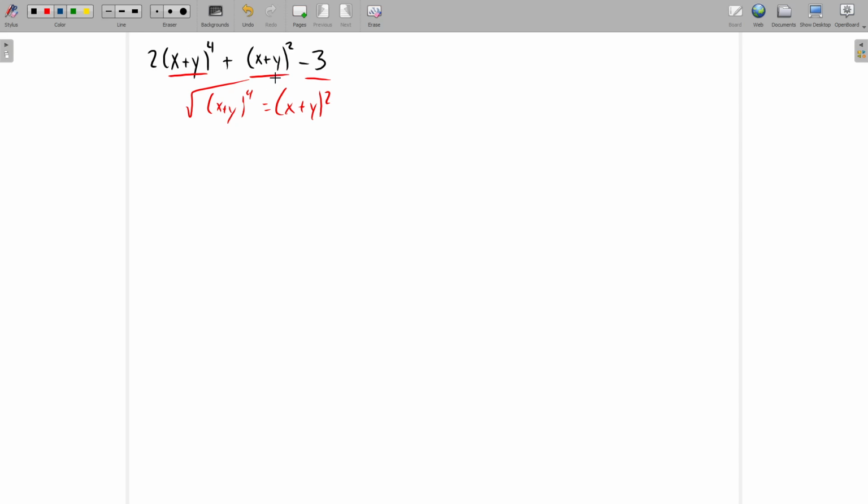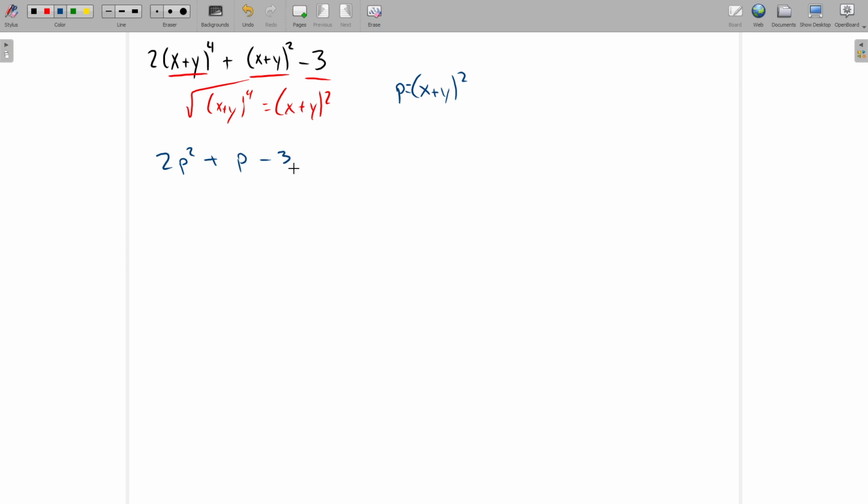So what we're going to do, so we can see better what's happening, is make a substitution. We'll say p is equal to (x plus y) squared. Right, so that when I do this substitution, we get 2p squared plus p minus 3. And now it looks like a quadratic. So now that it looks like a quadratic, we can factor it just like the quadratics that we factored previously.